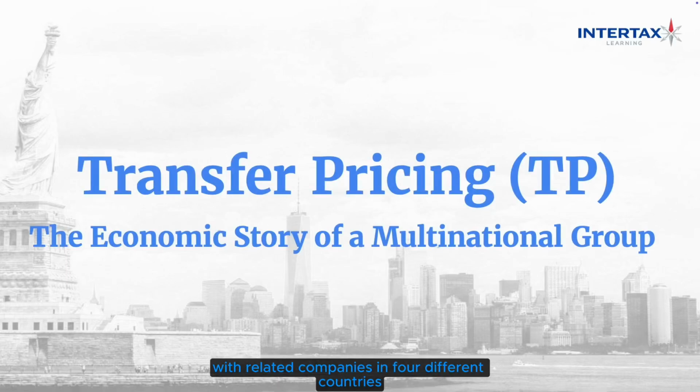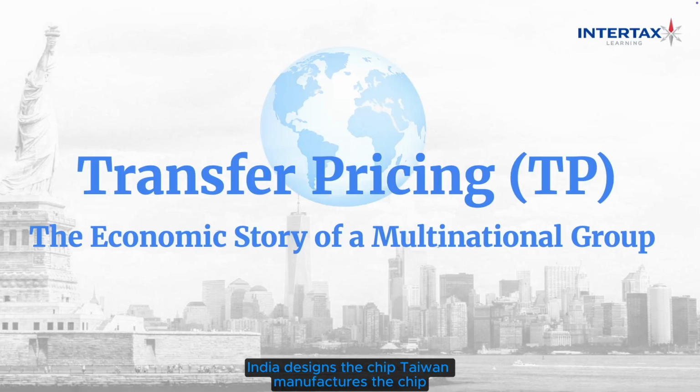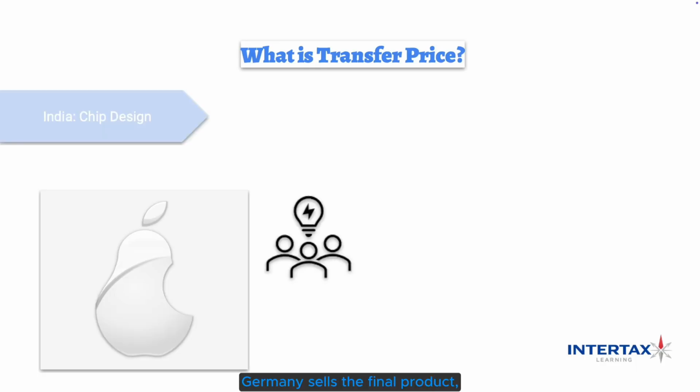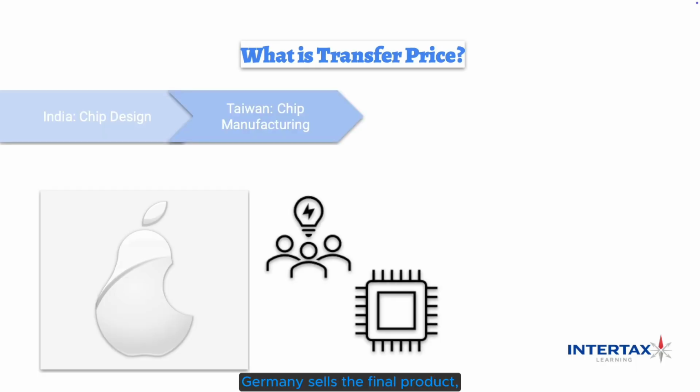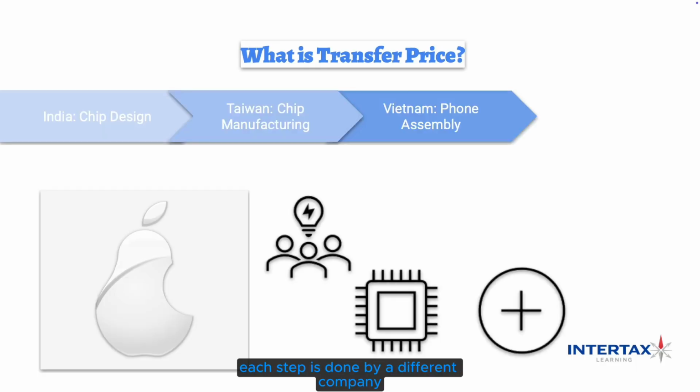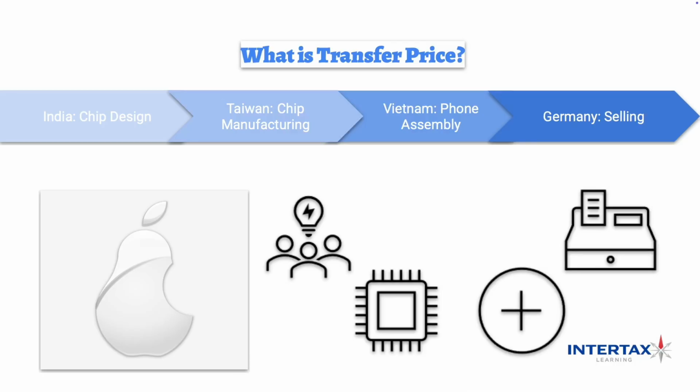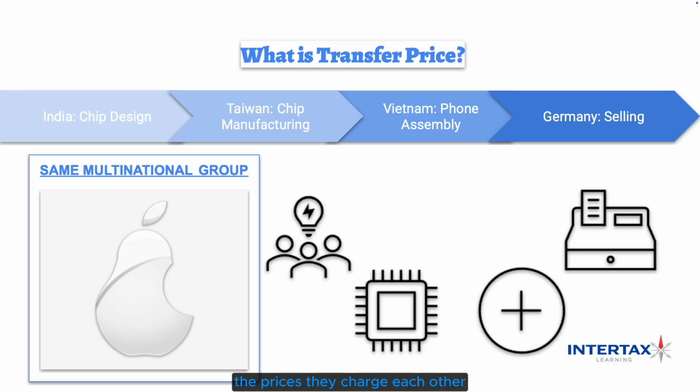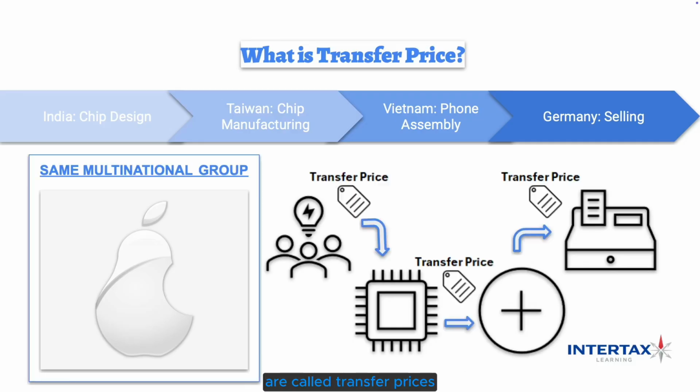Imagine a phone company with related companies in 4 different countries. India designs the chip, Taiwan manufactures the chip, Vietnam assembles the phone, Germany sells the final product. Each step is done by a different company, but they're all part of the same multinational group. And because they're related, the prices they charge each other are called transfer prices.